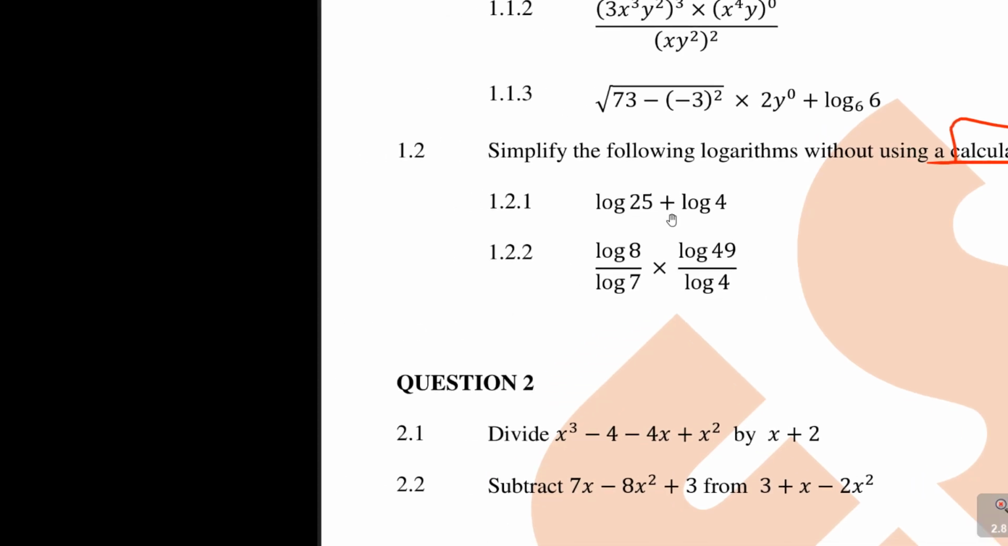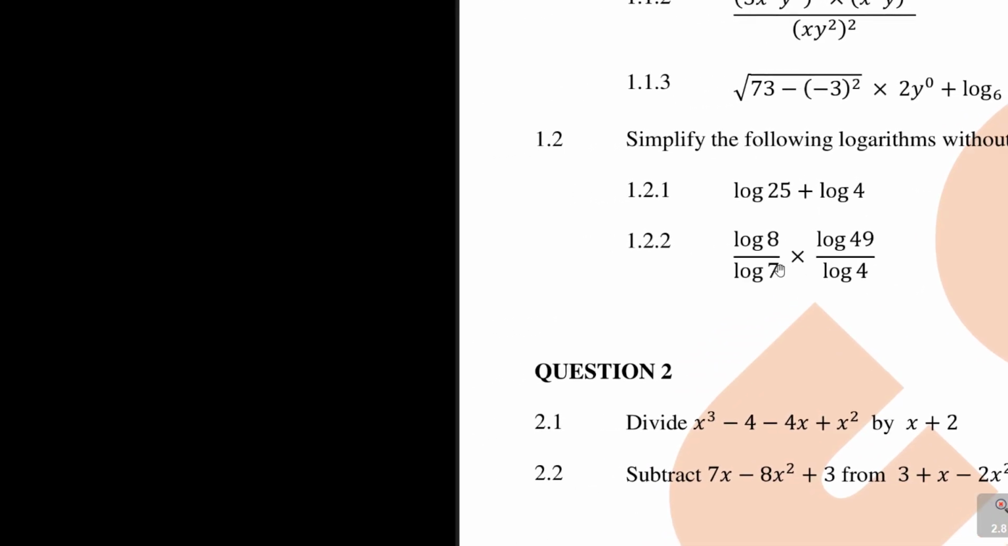So now, use the calculator for the first one. Tell me the answer for the first one. It says log 25 plus log 4. Please tell me the answer there. The log 4, it's going to be 1. Okay, because it's going to be a 2. Just 2.